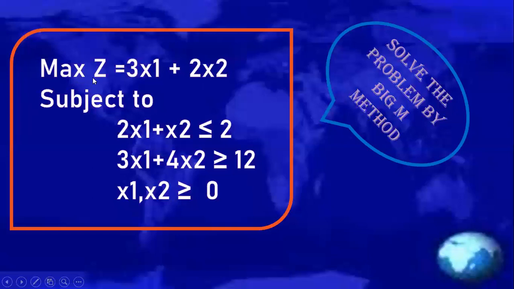The objective function is to maximize Z equal to 3x1 plus 2x2, subject to the constraints 2x1 plus x2 less than or equal to 2, 3x1 plus 4x2 greater than or equal to 12, and the non-negativity constraints x1, x2 greater than or equal to 0.